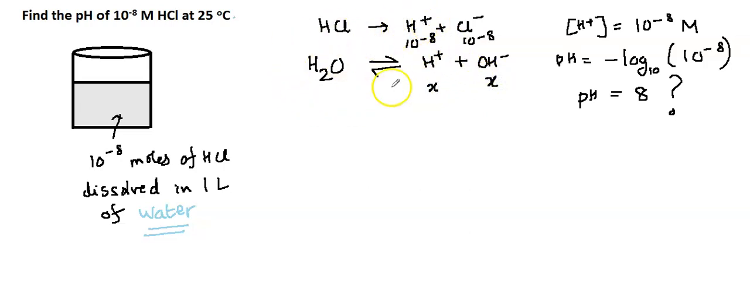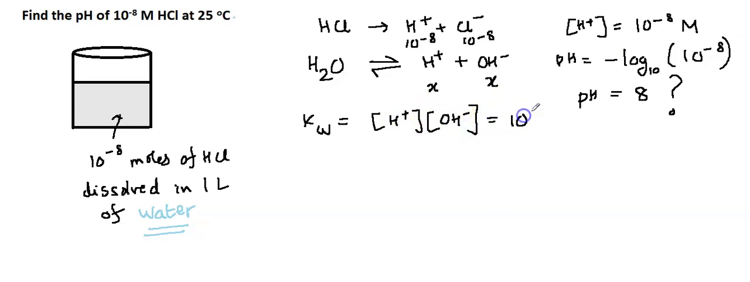Now what we do know is the ionic product of water at 25 degrees Celsius. So the ionic product, which is, let me write that here. The ionic product, which is nothing but the product of the H plus and the OH minus ions, is going to be 10 power minus 14. This cannot change. This is a property of the substance itself. It doesn't depend on the concentrations or anything.